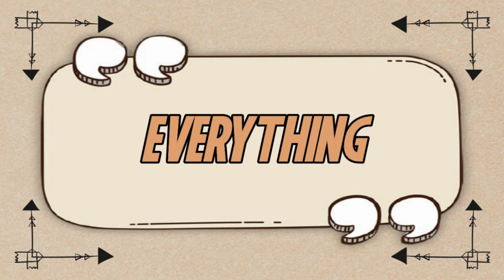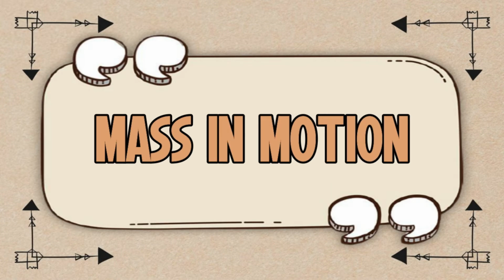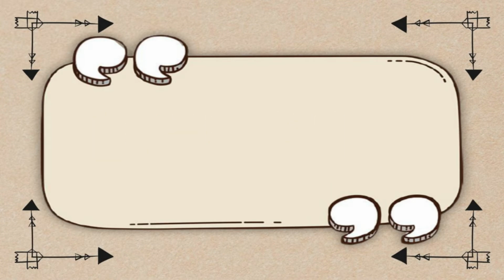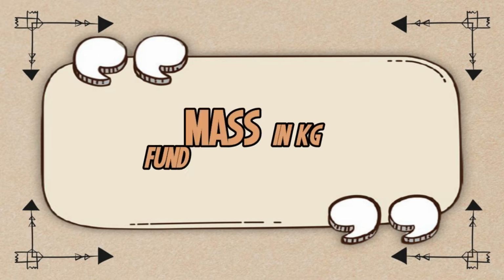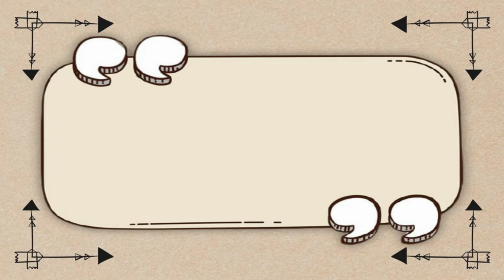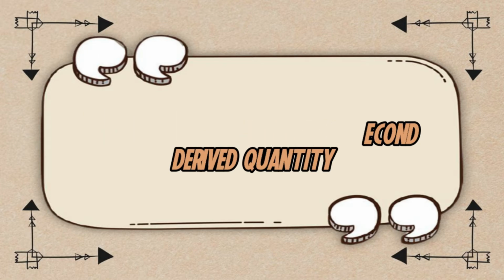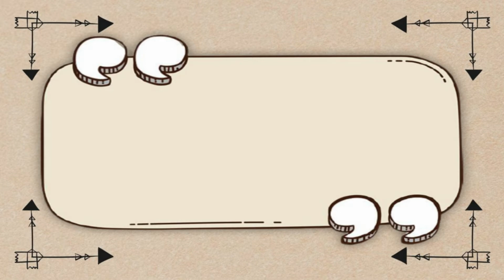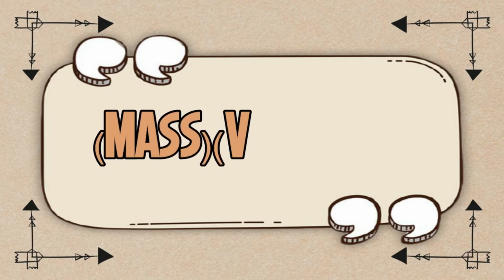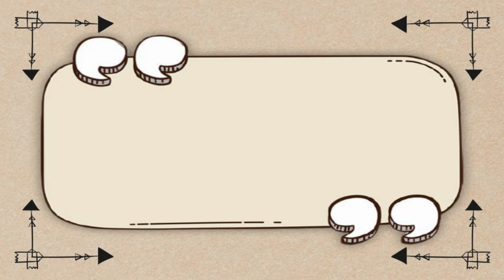As we all know, all objects have their own mass. So if an object is moving, then it has momentum. It has its mass in motion. There are dependent variables that can greatly affect the momentum of a certain object. These are the mass, which is the fundamental quantity of the amount of matter with an SI unit of kilograms, and velocity, which is a derived quantity of the distance covered by an object in unit time, with an SI unit of meter per second. Therefore, we can define momentum as a product of mass and velocity, or simply the formula momentum equals mass multiplied by velocity.